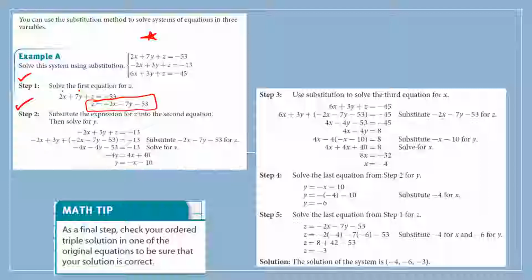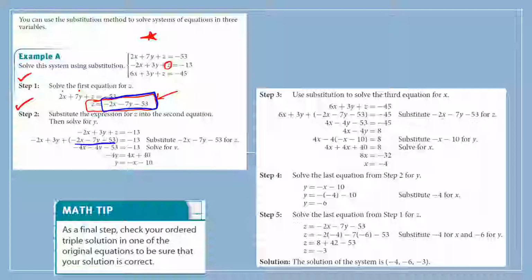Substitute the expression for z into the second equation. So right there on the second equation, I'm going to put this stuff that equals z in there. So instead of z, I'm putting in what equals z, which is the negative 2x minus 7y minus 53. All this stuff right here equals z. So I'm replacing z with that. And then we clean that up and combine like terms and solve it for y.